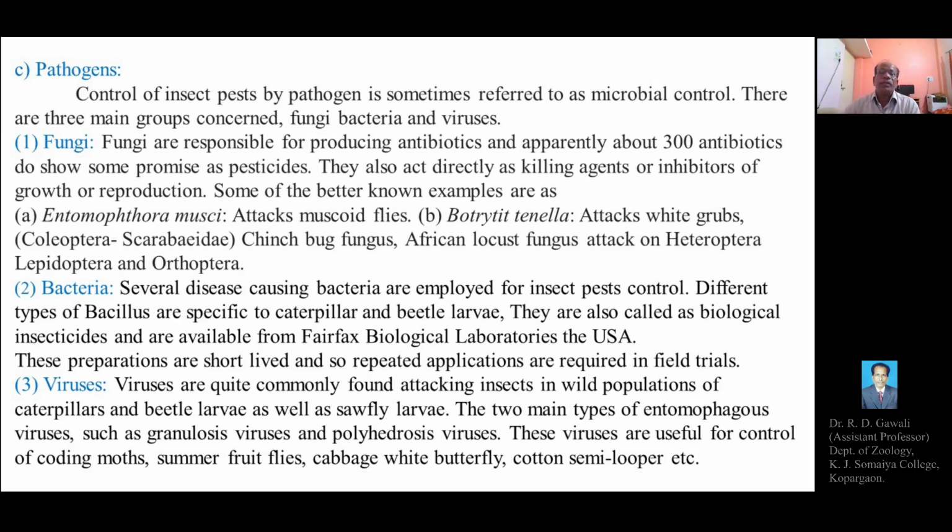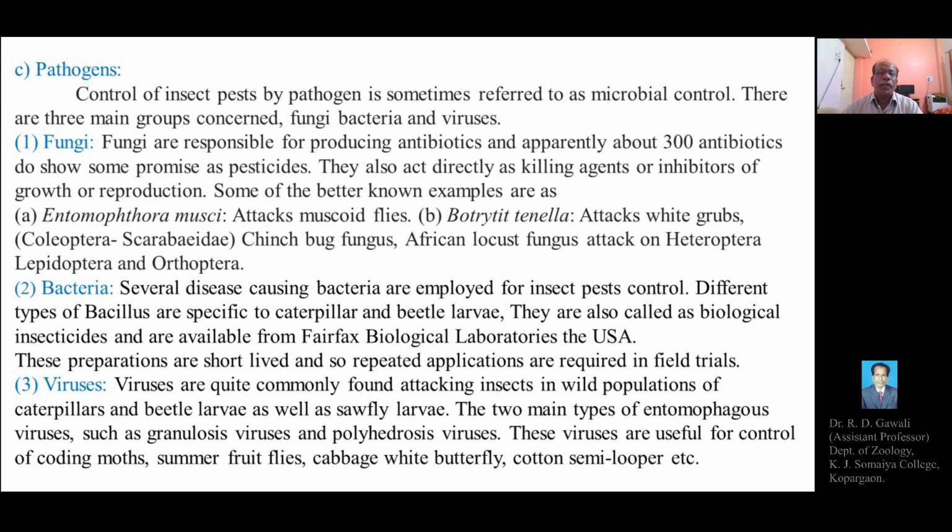Then the third category of pathogens, that is viruses. Viruses are commonly found attacking insects in wild populations of caterpillars and beetle larvae as well as sawfly larvae. Different lepidopteran, coleopteran or dipteran larvae can be controlled by different types of viruses. Means these are larvae belonging to orders Lepidoptera, Coleoptera and Diptera.